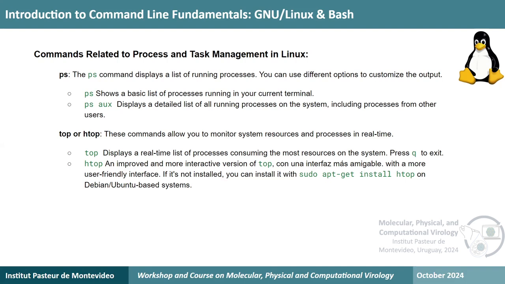Then there are a couple of other useful commands that allow you to monitor system resources and processes in real time, like top or htop. Both are great. For example, top is an excellent tool, perfect for spotting processes that are using too much CPU or memory. It gives you a real-time list of active processes ranked by resource usage, so the processes using the most CPU or memory appear at the top. You can also see the process ID, the CPU usage, the memory usage, etc. This command is ideal for monitoring system performance and spotting any resource hogs. When you are done, you just have to press the key Q to exit.